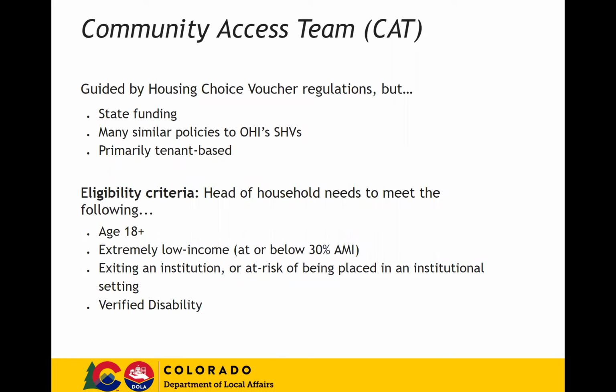The eligibility criteria, as with most of our programs as well, the head of household needs to meet the following. They obviously need to be above 18 years old. They need to be at the extremely low income limit, exiting an institution, or at risk of being placed in an institutional setting. So it could be they are at risk due to their homelessness of being placed in an institutional setting. And they also must have a verified disability.